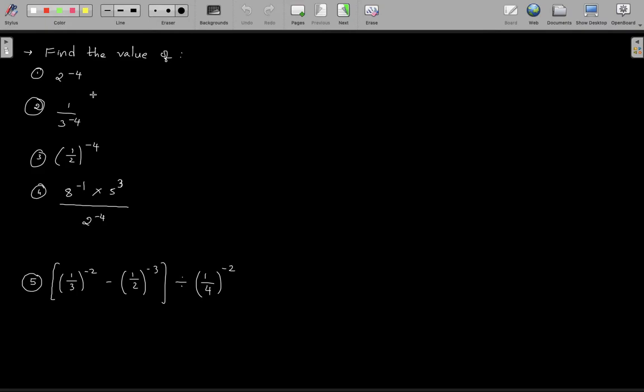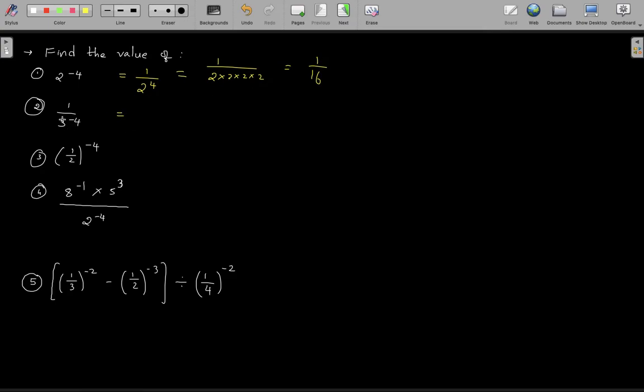2 power negative 4 can also be written as 1 by 2 power 4, isn't it? Whenever I have a negative exponent, if I bring that to the denominator, its value becomes positive, making it 2 power 4. What is 1 by 2 power 4? You can as well leave your answer here, or I can also write this as 1 by 2 times 2 times 2 times 2, which is 1 by 16. 2 times 2 is 4, 4 times 4 is 16.